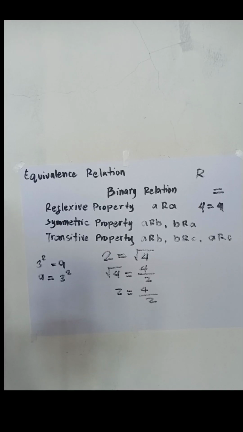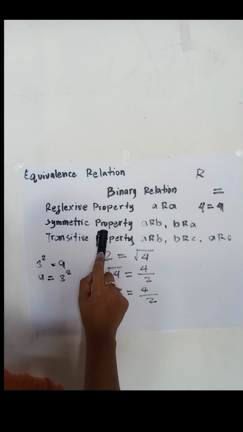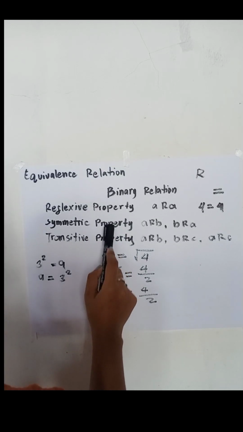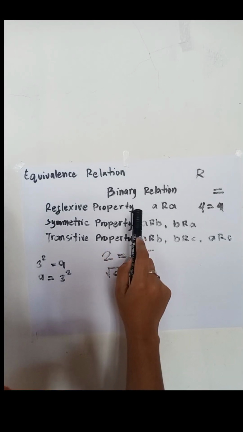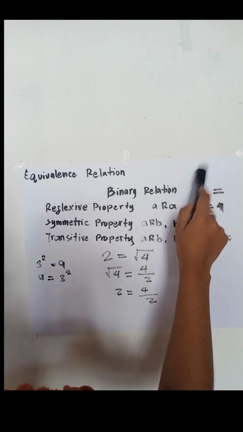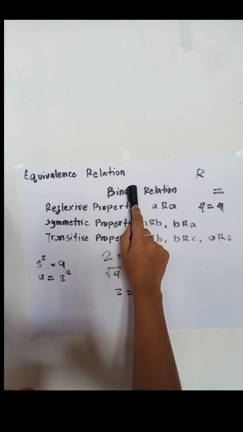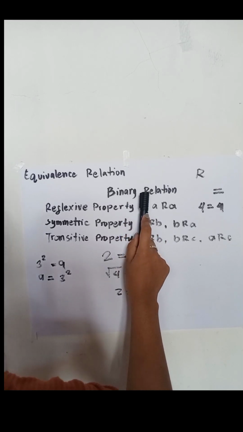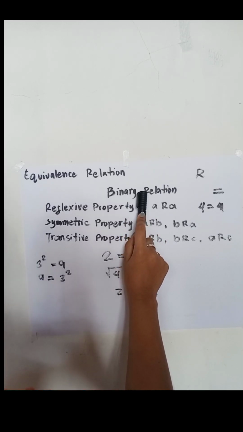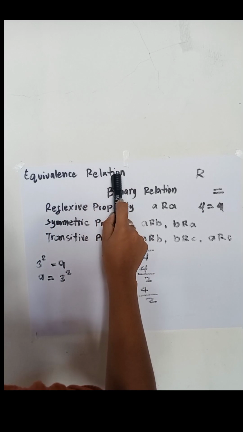So if these three conditions are true for all objects, and the relation R is a binary relation, then it is an equivalence relation.